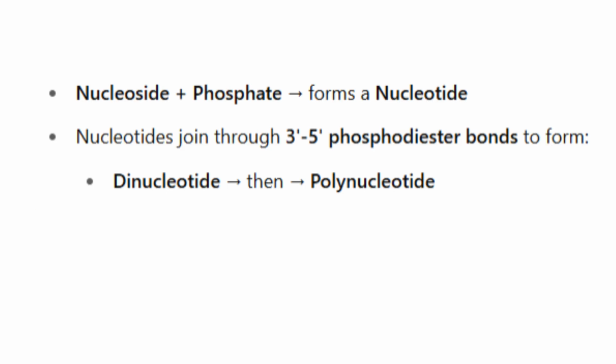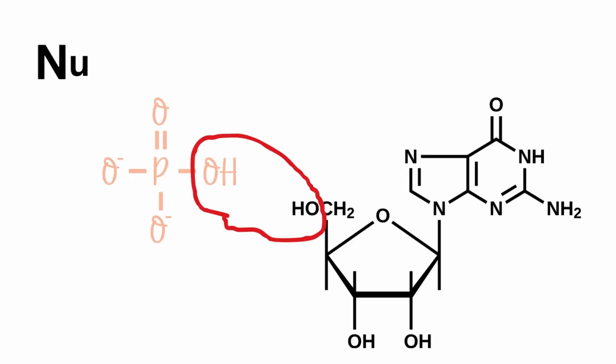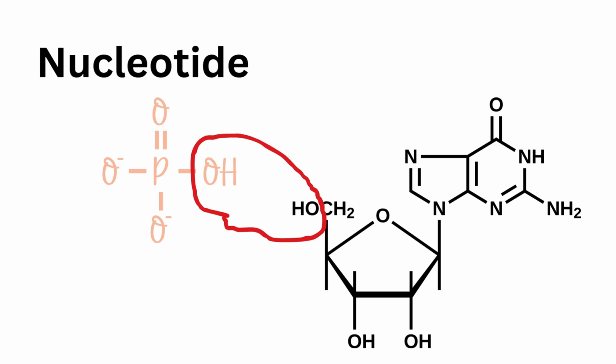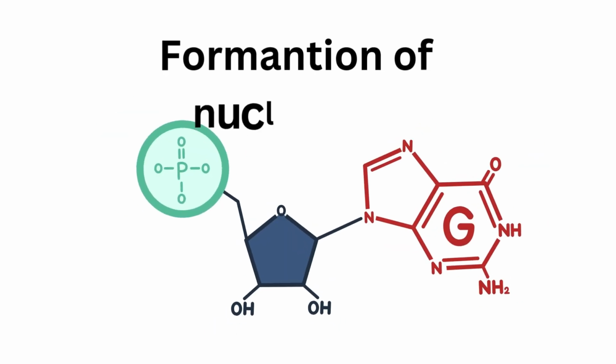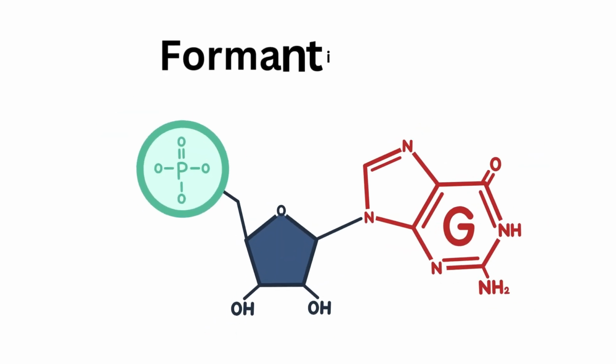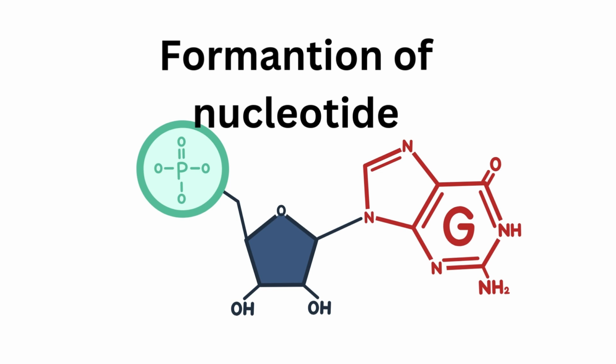Nucleoside plus phosphate forms a nucleotide. At the 5' carbon of the pentose sugar, make a bond with the OH group of a phosphate molecule. And there you go. You have just made a nucleotide. See video. This is just one nucleotide. When two such molecules join together they form a dinucleotide. See video.